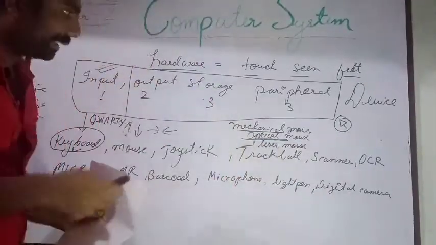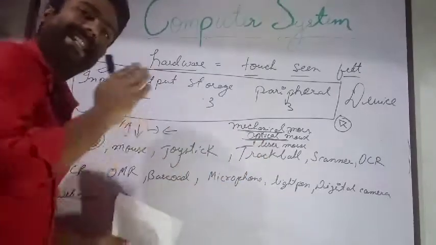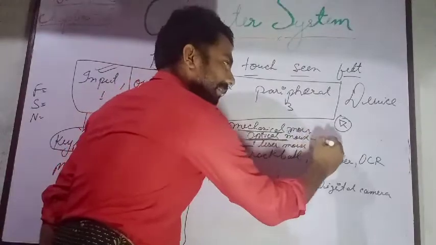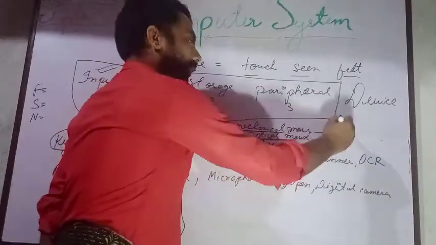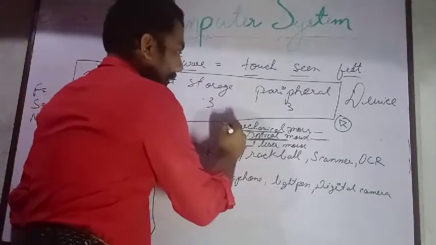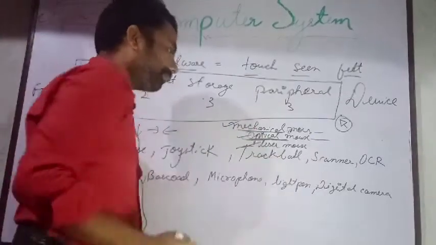Understood? So this mouse is the latest technology mouse. This is the standard one we are using, and this is the older one. So I have told you about the three different types of mouse: mechanical, optical and laser.